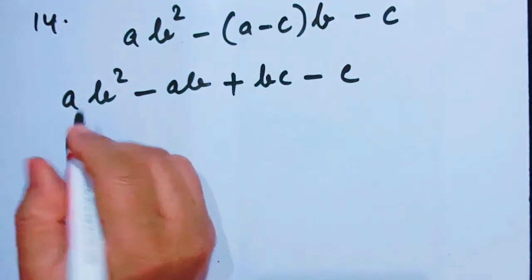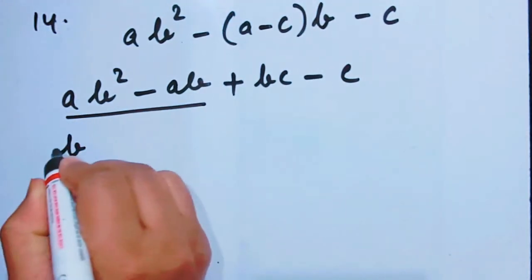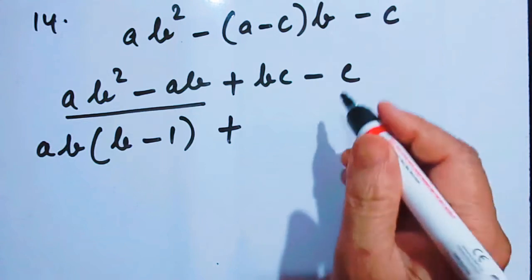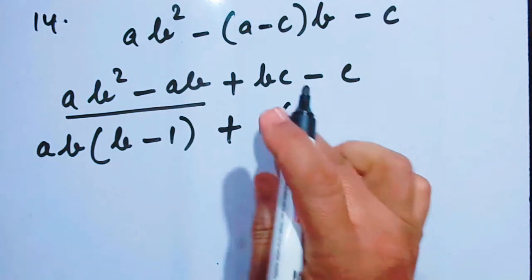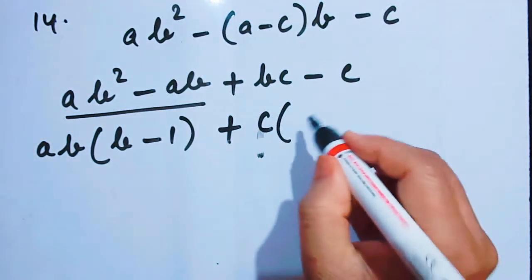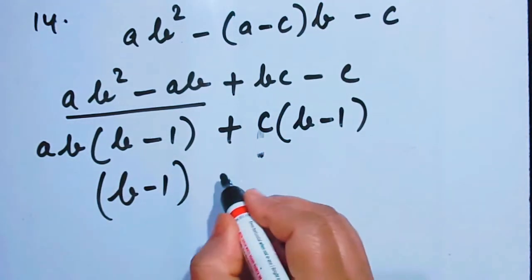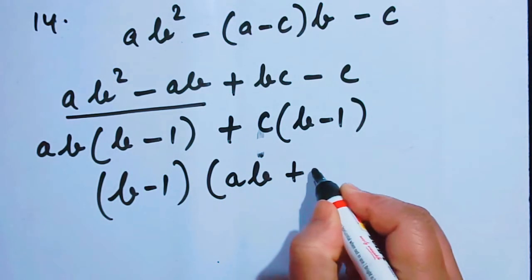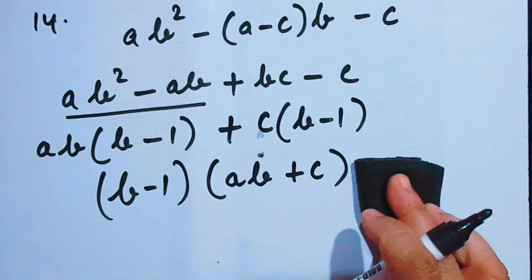Let us see what we do. If I take a common over here, that is B and A, I'll get B minus 1. Similarly, B, C and C. If I take C common in both of them, you will get B minus 1. So once again, you have got a common B minus 1 and here B minus 1 from both. If you extract it, you will get AB plus C. Clear? Okay.